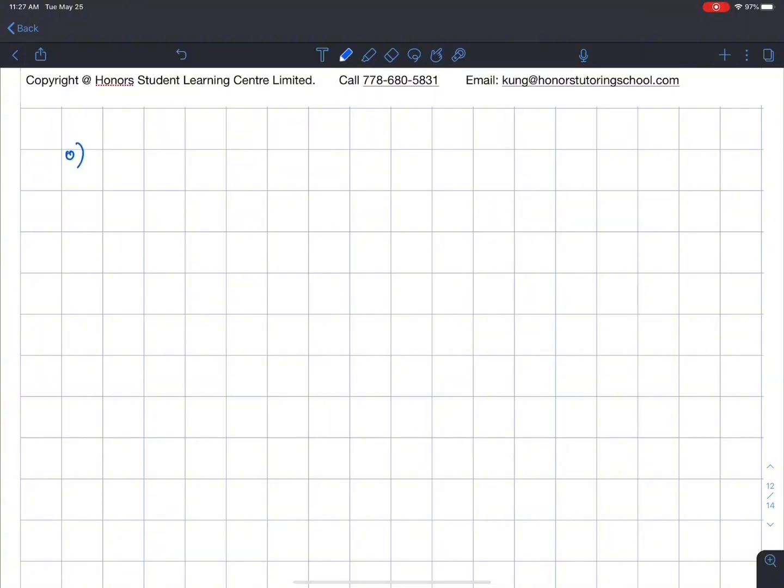Oh, 3 over 7 times 100 over 1%. We get 300 over 7%. So maybe I'll just leave it like that. They didn't really tell me to convert it into a decimal or anything like that. So I'm just going to leave it like that for O.